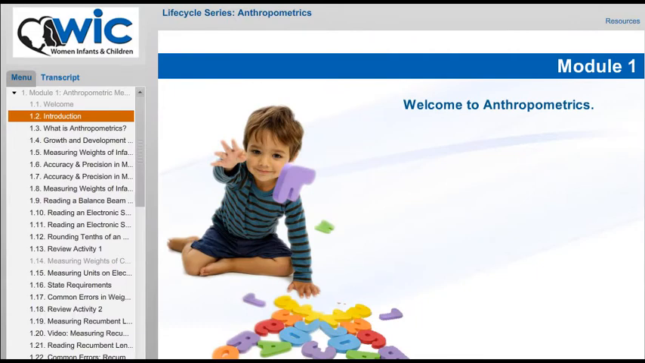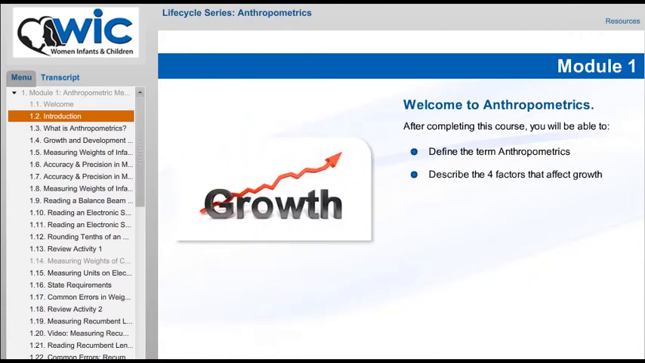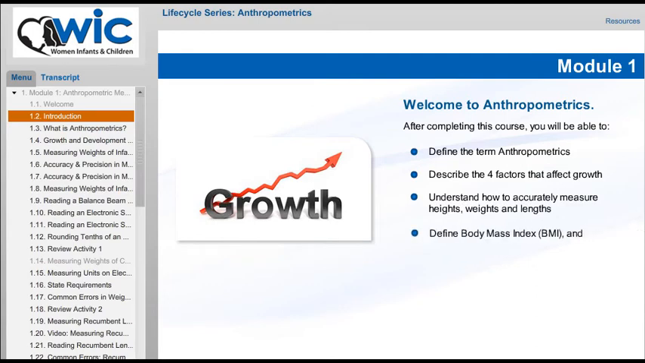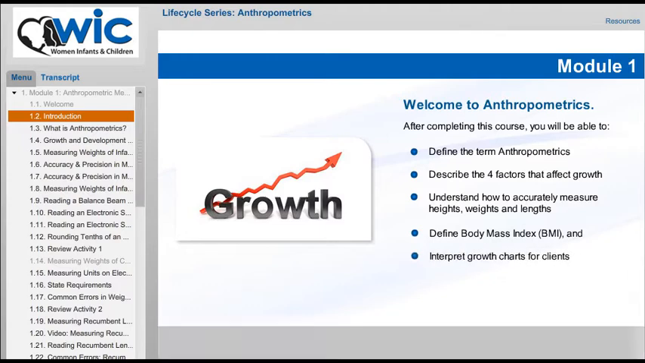Welcome to Anthropometrics. After completing this course, you will be able to define the term anthropometrics, describe the 4 factors that affect growth, understand how to accurately measure heights, weights, and lengths, define body mass index, BMI, and interpret growth charts for clients.